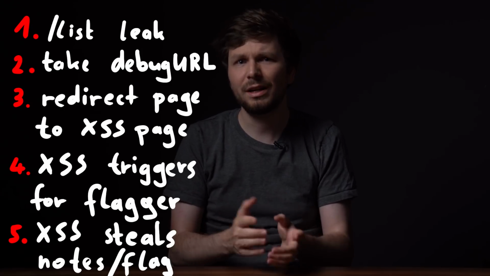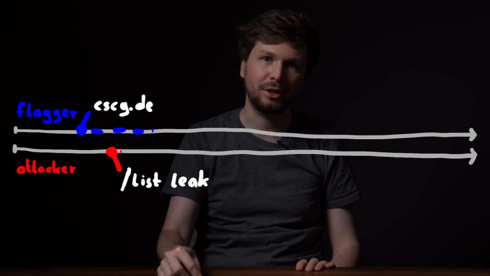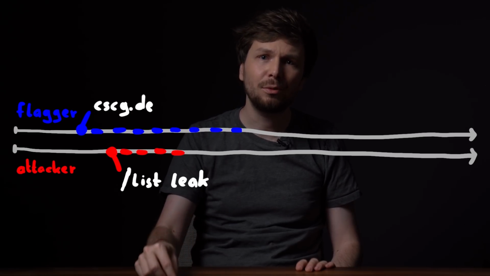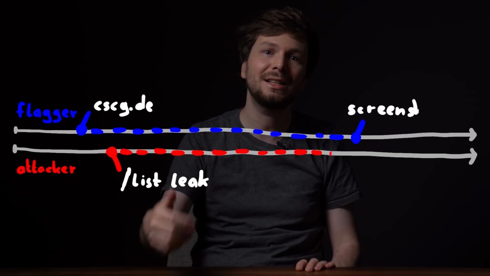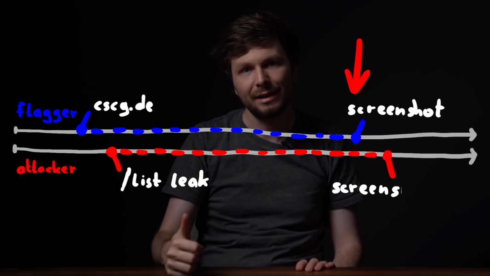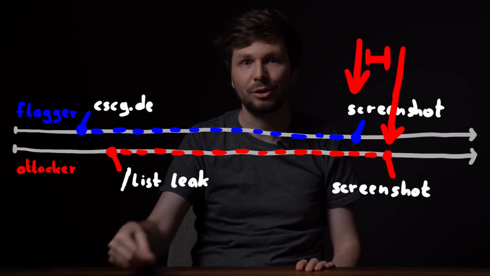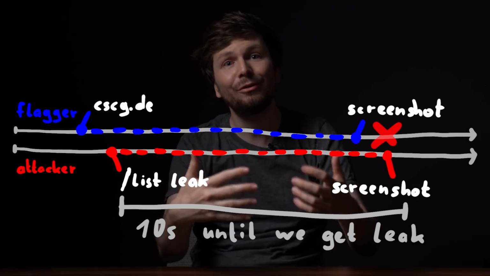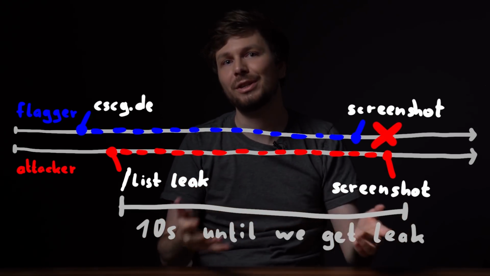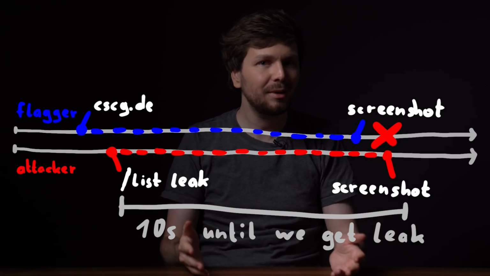This sounds like a really good plan, except there's one issue. If Flagger requests a screenshot and then we request a screenshot of the debug list, then the Chrome service will load the list fine, but it will wait 10 seconds before it actually is taking the screenshot. So after 10 seconds, the service takes a screenshot of cscg.de, then it will take a screenshot of the page list. Now we have the secret debug URL, but also the service is done processing it, and the page doesn't exist anymore. So this is useless? We cannot do anything with that?